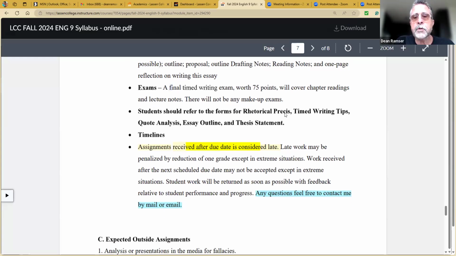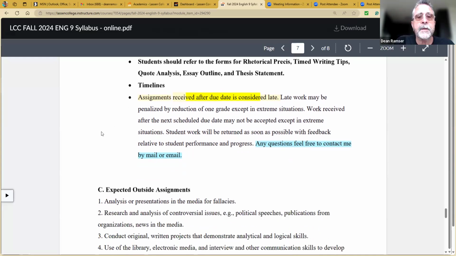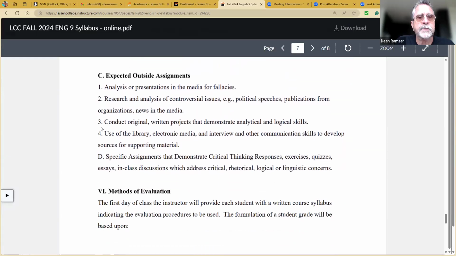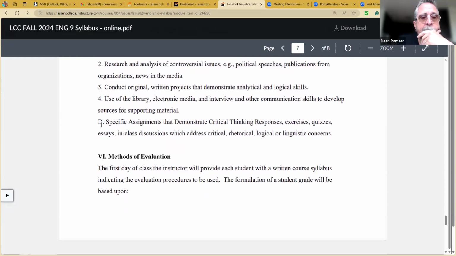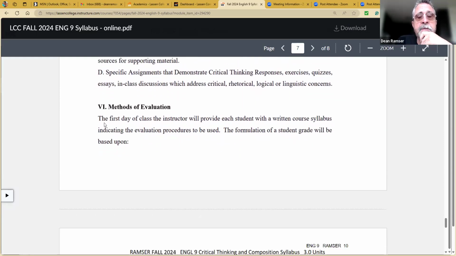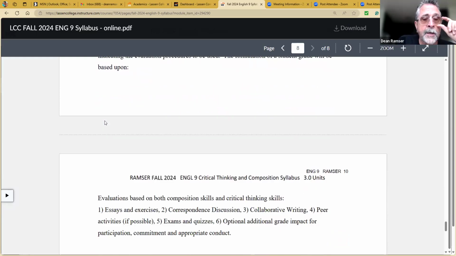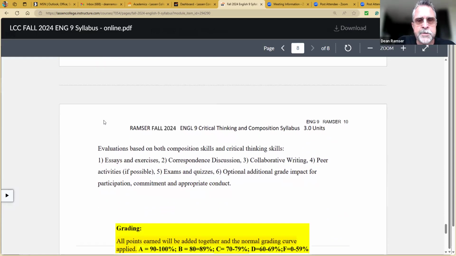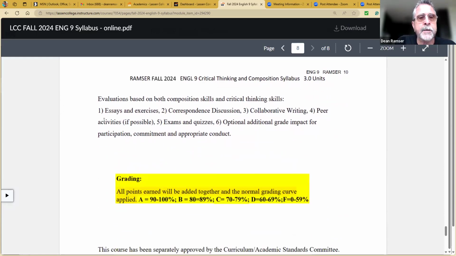Okay, rhetorical precis is something you should know how to do. The timed writing tips are very valuable. The quote analysis, the outline, and the thesis statement. We'll go over those things as well. Let's see if there's anything on here. If you see something that doesn't make sense, certainly bring it to my attention and send me an email and I'll respond as quickly as I can.